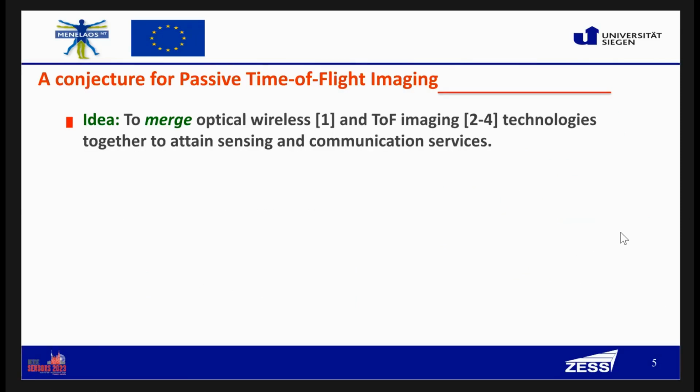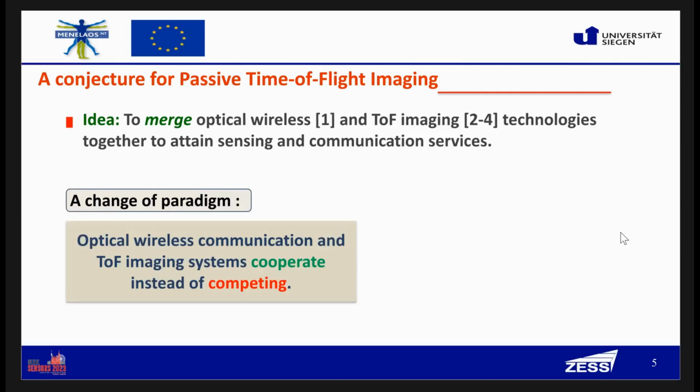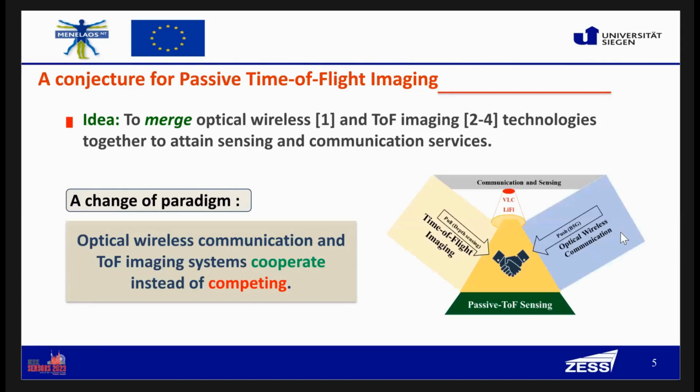So this idea is basically to merge two domains: optical wireless and time-of-flight imaging, which work independently in current scenarios. So we try to merge them and attain dual services. This is basically a paradigm of cooperation. Existing systems compete with the existing lighting infrastructure, which is basically communication sources. But now we are trying to cooperate with it instead of competing with it. This is the concept of a handshake between two technologies, giving us another technology, which is passive ToF imaging.